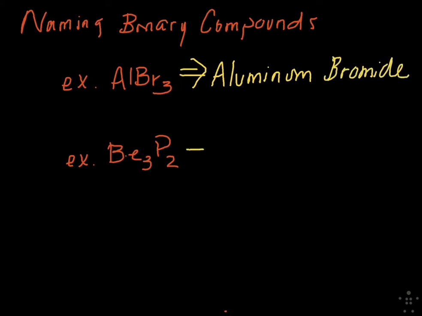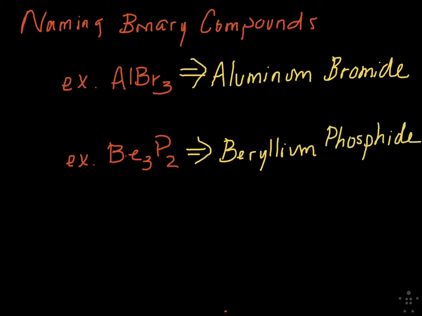That's the first one. For the second one, leave the first one alone. It is beryllium. And then change the name of the second ion to add -ide on the end. That's phosphorus, so I change it to phosphide. So those are your names.